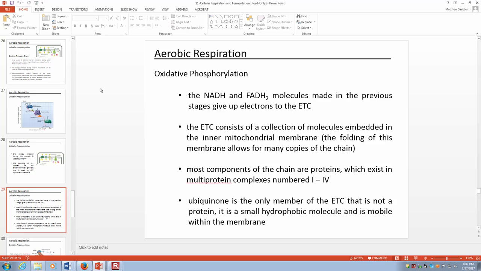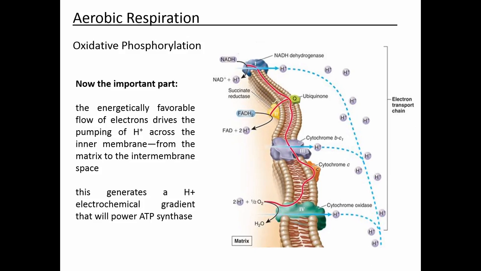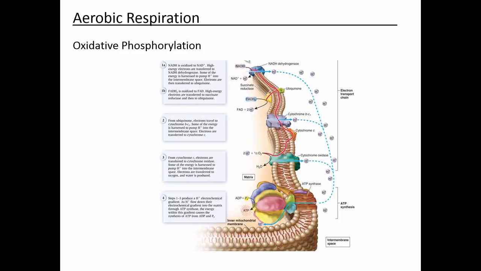Okay, so let's look at an actual drawing of this process. I'm going to fast forward to this slide here. So in this drawing, this is the inner membrane of the mitochondria. This membrane here is the inner membrane of the mitochondria. This is going to be the intermembrane space, and then this is the mitochondrial matrix.